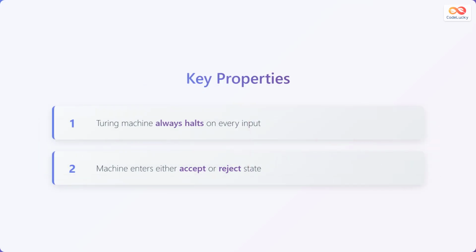Decidable languages have a couple of key properties that set them apart. First and foremost, the Turing machine that decides a decidable language always halts on every input. This means it will never get stuck in an infinite loop, regardless of the string we provide. Second, the machine will always enter either the accept state or the reject state. There's no other possibility. It will definitively tell us whether the string is in the language or not.